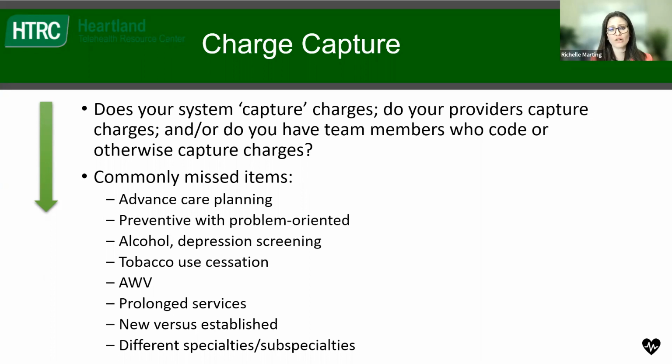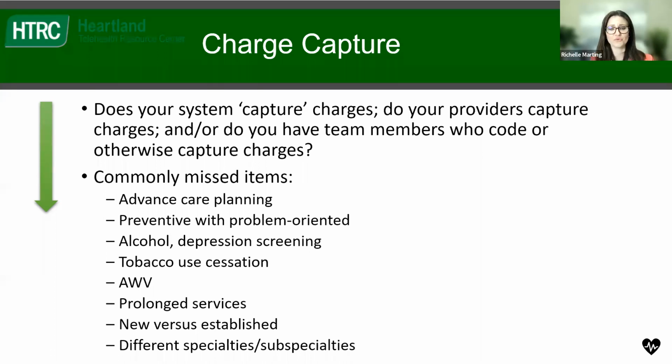The same thing for alcohol or depression screening. If the patient has a diagnosis code for alcohol use disorder, alcohol abuse, depression, anxiety, or other mental or behavioral health conditions, those diagnosis codes might prompt us to go into the note. Did we do a screening for alcohol use or misuse? Depression screening, a PHQ-2 or PHQ-9 or other depression screening. If we did and the documentation supports it, we might have missed the opportunity to bill for those charges. Or we may need to educate the provider on additional documentation elements to capture and support those charges for billing.